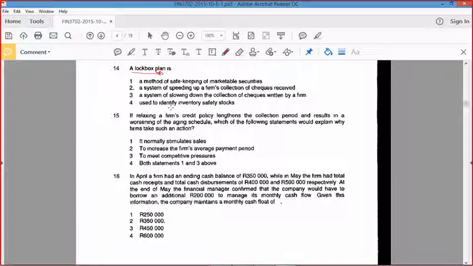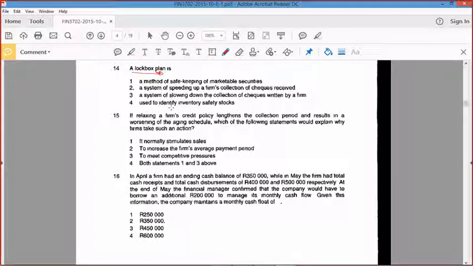Okay, lockbox isn't really bad to choose in terms of an option, because think about it. Can you access a locked box? No. You can't. It's locked. Okay, so a locked box plan would be a way or a system of speeding up a firm's collection of checks received. Method of safekeeping for marketable securities? No. Marketable securities aren't kept in a safe. Marketable securities are paper. It's like an intangible asset. Slowing down the collection? No, you wouldn't be slowing down collection. You'd be speeding it up. And using to identify inventory safety stocks? No. A lock box plan is a system of speeding up the firm's collection of checks received.